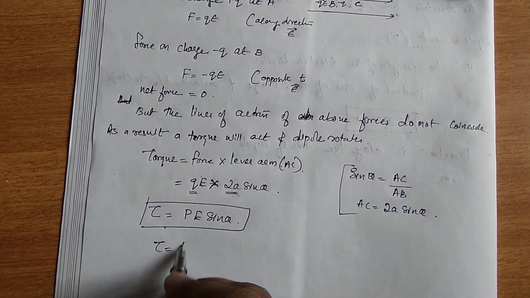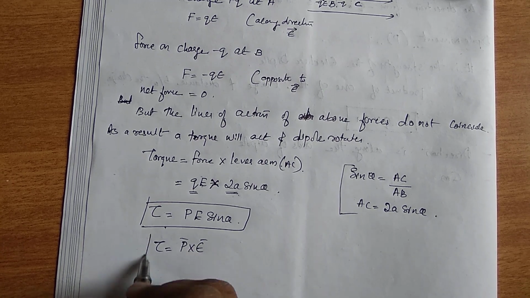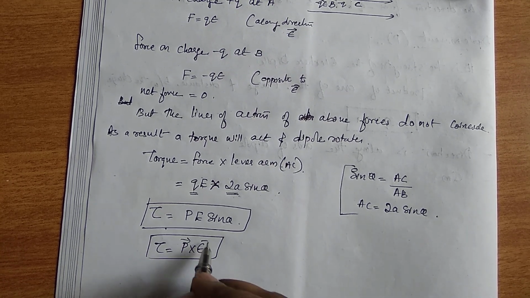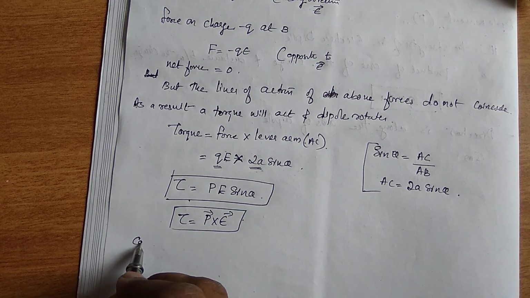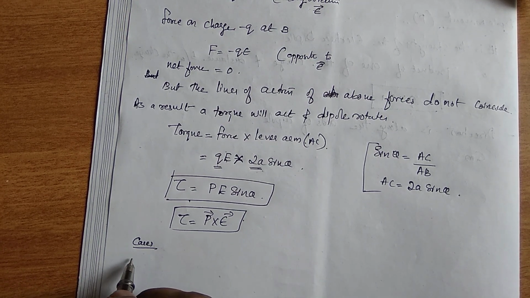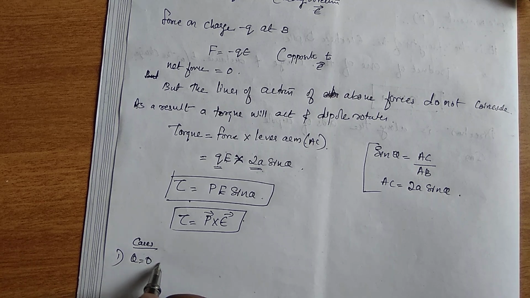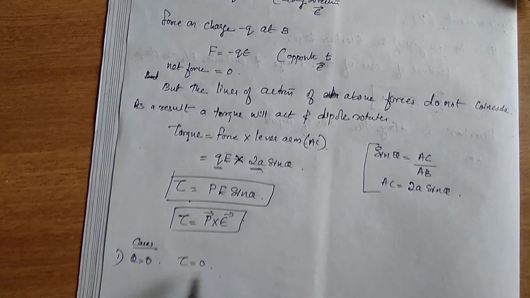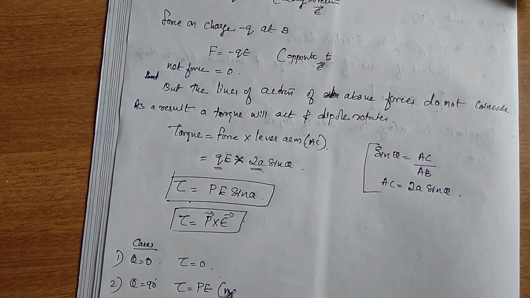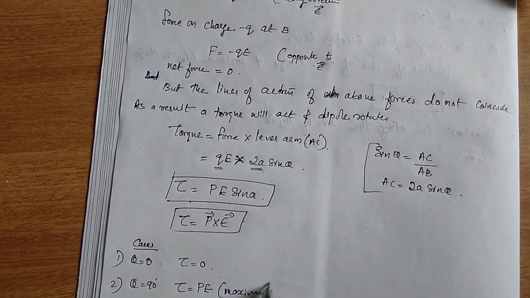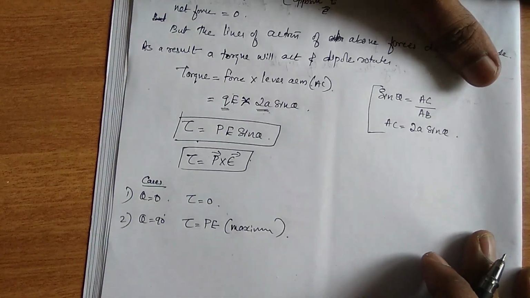Or tau equal to P cross E. Cases. First one, if theta equal to 0, then torque equal to 0. Second one, if theta equal to 90 degrees, then torque equal to PE. That is the maximum value.